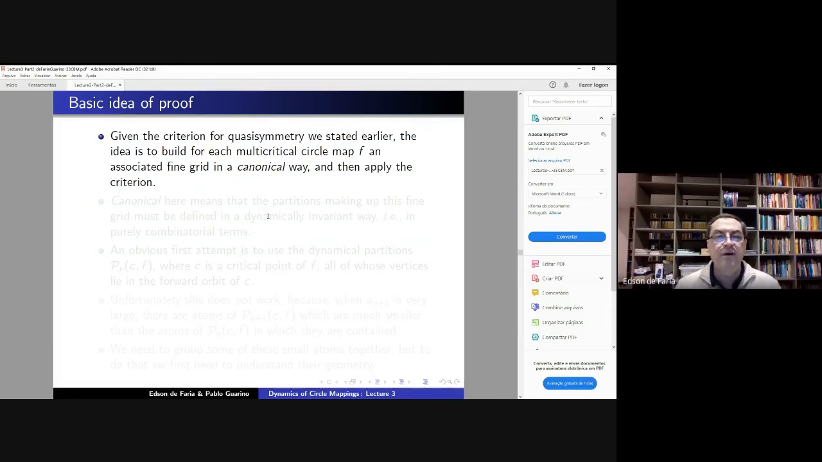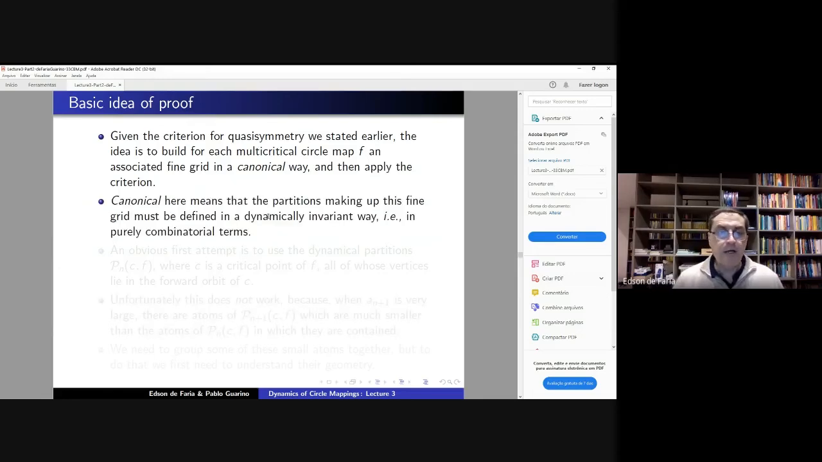And we need to build a fine grid associated with the map F in such a way that it's kind of canonical. The vertices of the partitions in the fine grid should be dynamically defined so that if you have a fine grid for one map and you do the same construction for the other map, you also have a fine grid on the other side. And then there will be a correspondence between the two fine grids, and therefore the conjugacy H will be quasi-symmetric, okay?